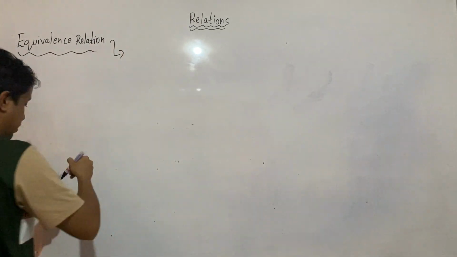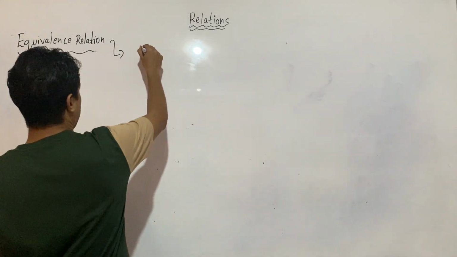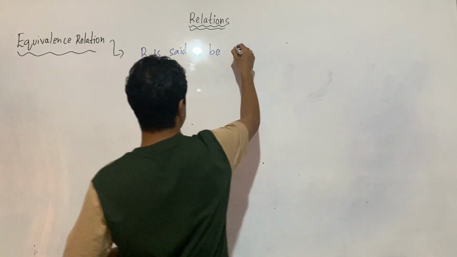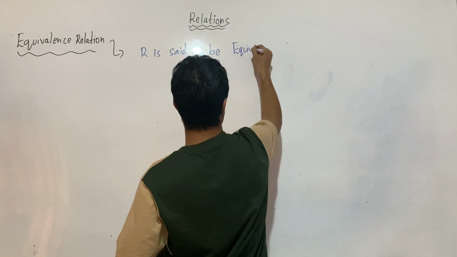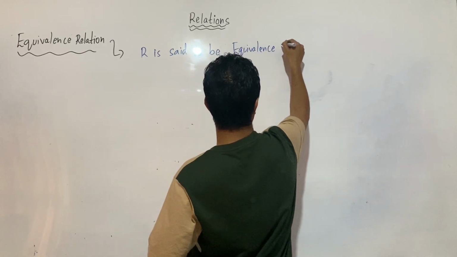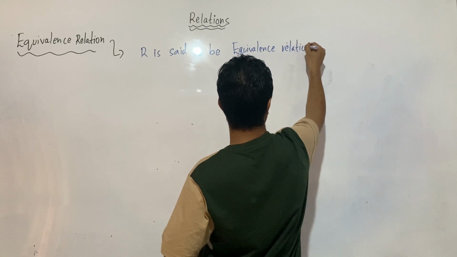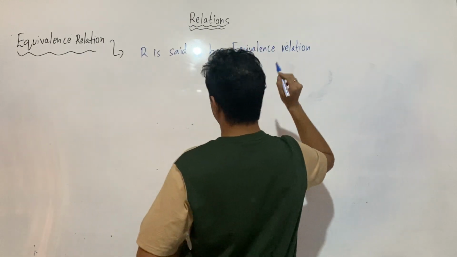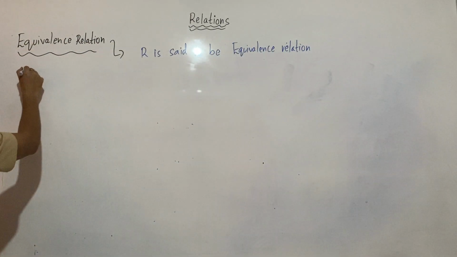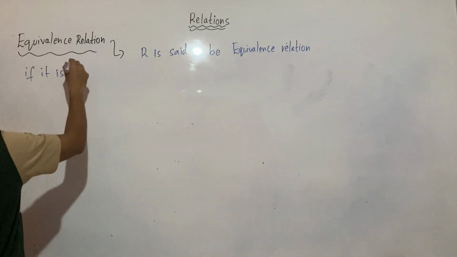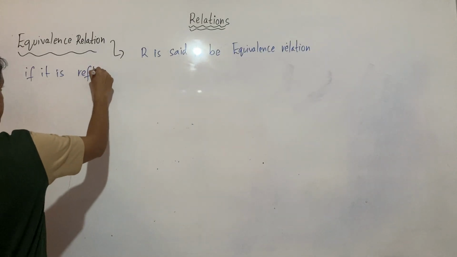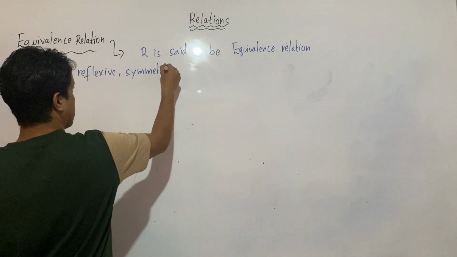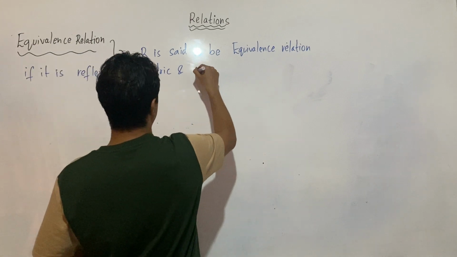Okay, so here I will say that R is said to be an equivalence relation if it is reflexive, symmetric, and transitive.